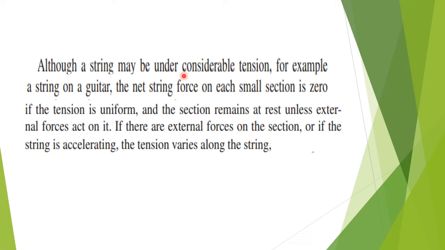Although a string may be under considerable tension, for example a string on a guitar, the net force on each small section is 0. If the tension is uniform, the sections remain at rest unless an external force acts on them. If there are external forces on the section or if the string is accelerating, the tension varies along the string.